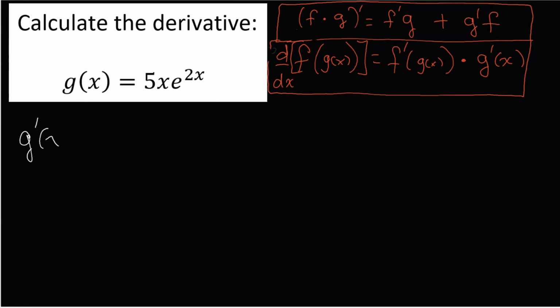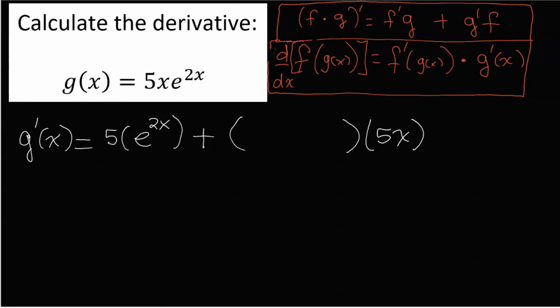The derivative of g of x is equal to, now the product rule says first, the derivative of the first function, which would be 5, multiplied by the second function, which would be e to the 2x, plus the derivative of the second function multiplied by the first function, which would be 5x. So that is the product rule. Now that blank, what goes in that blank?